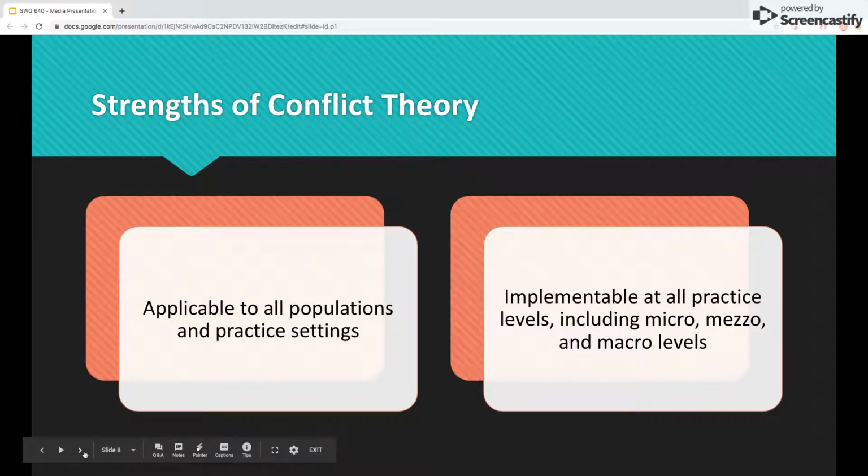Conflict theory presents several strengths as well. As shown in earlier slide, this theory can be widely used across all populations and practice settings. Langer and Litz, 2015, page 117. Ranging from individual therapy session between a client and a therapist, all the way to policymakers sitting around a table determining how to create more equity within their community. Additionally, it can be used at all practice levels to analyze the dynamics of conflict. Langer and Litz, 2015, page 117, including the micro, meso, and macro levels.